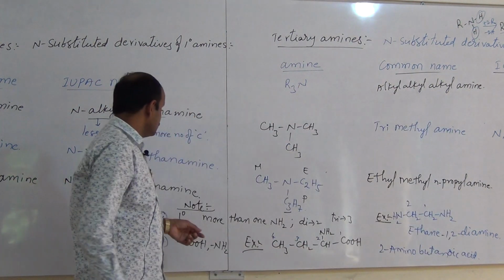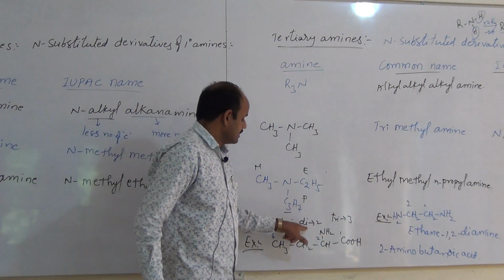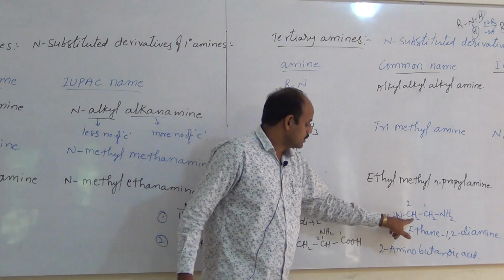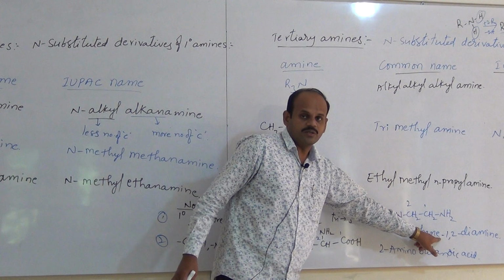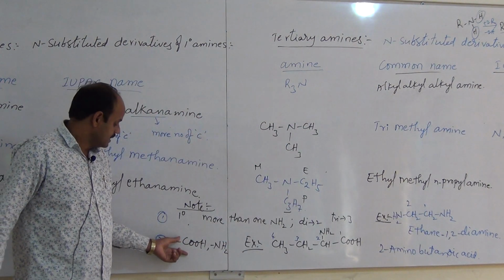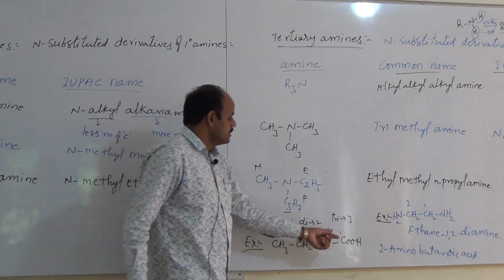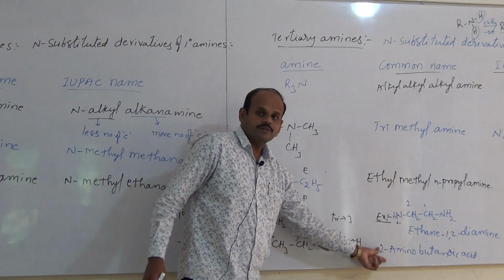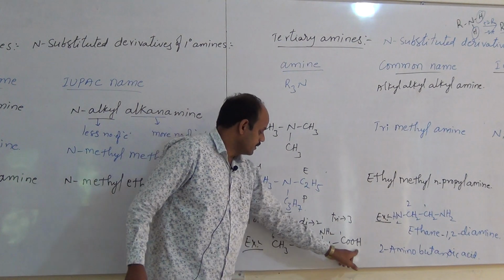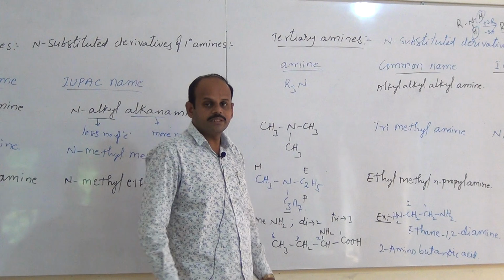Thus, when more than one NH2 group is present, use prefixes like di, tri, tetra, without removing the E in the parent hydrocarbon. And if major functional groups like COOH or CHO are present, then the NH2 group is written as a substituent only. For example, this one: 2-aminobutanoic acid. That is how you have to write the IUPAC names. Okay, thank you.